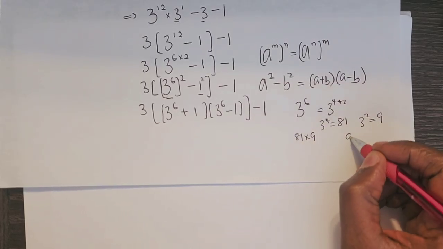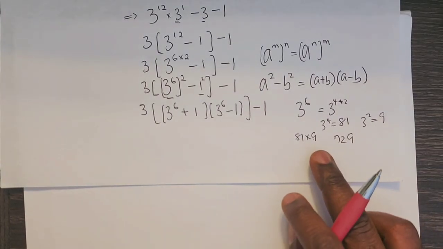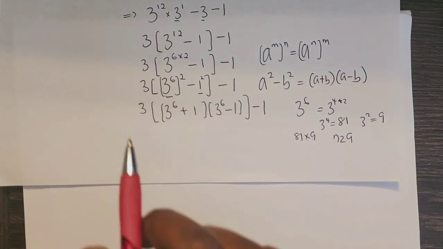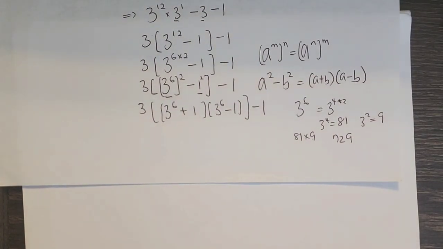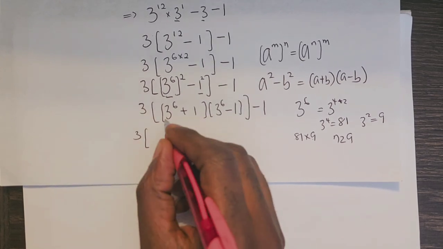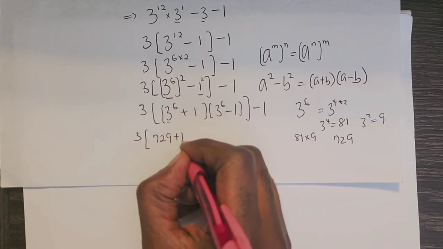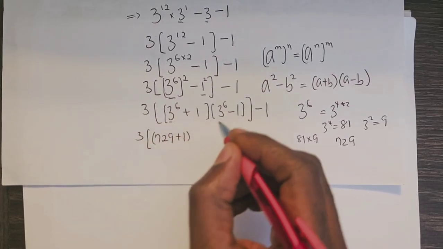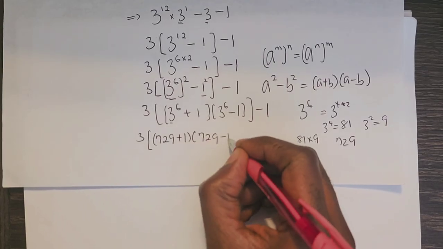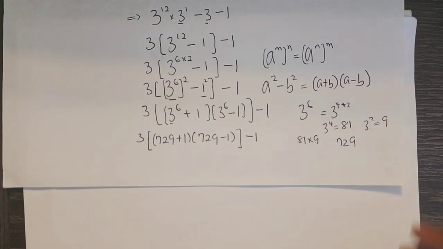9 times 1 is 9. 9 times 8 is 72. So I'm going to have 729 here. So I'm going to replace that with this. So in that case, here I'm going to have 3 in parentheses. This is going to be 729 plus 1. And this is going to be 729 minus 1. So this is what I've got.